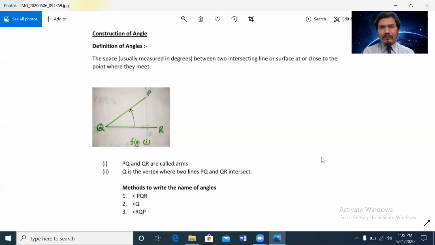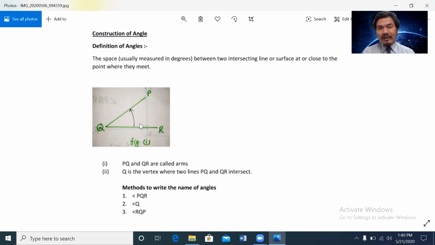The space, usually measured in degrees, between two intersecting lines or surfaces at or close to the point where they meet. It means when this line PQ and this line QR are meeting at the point Q, the space between these two lines is known as the angle.